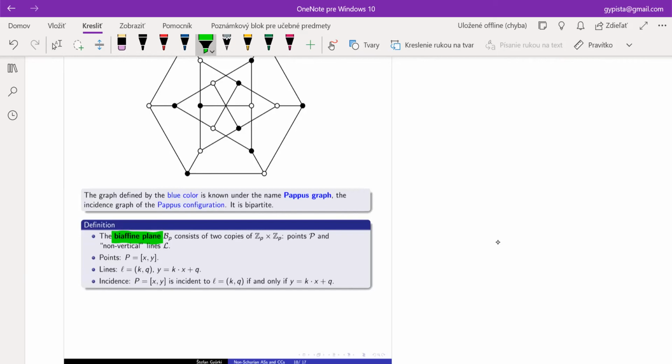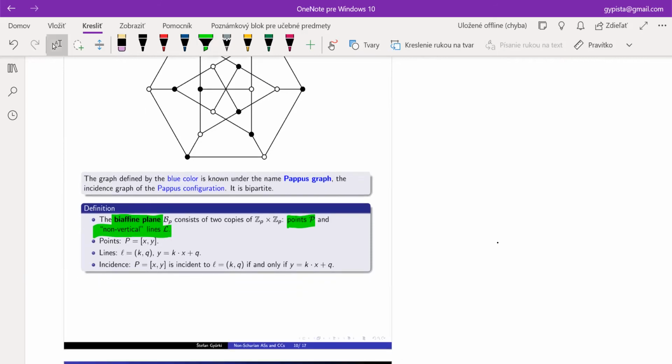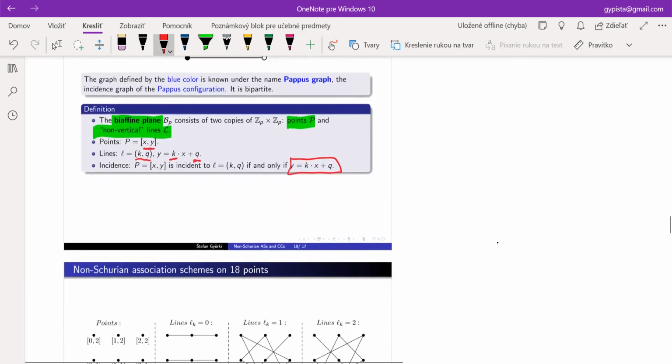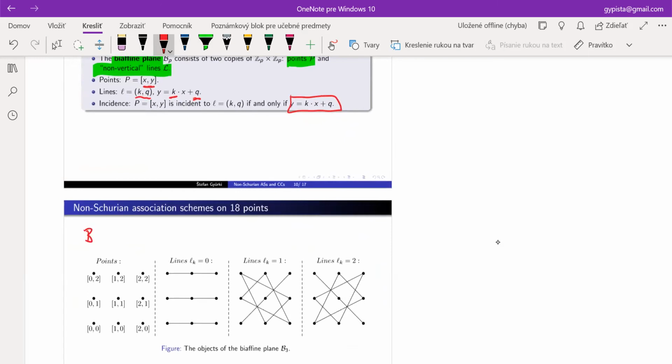So a biaffine plane, BP, consists of 2 copies of Z_p by Z_p, where p is a prime number, and these copies can be interpreted as points and non-vertical lines of this plane. So you can imagine points in the standard manner by 2 coordinates, and also the lines you can imagine in the usual sense, and the incidence between them again given in the standard manner.